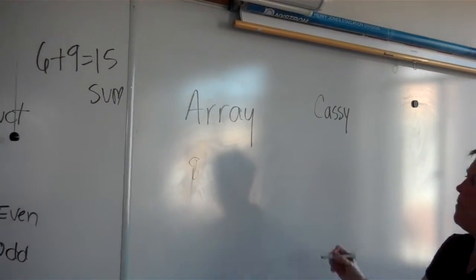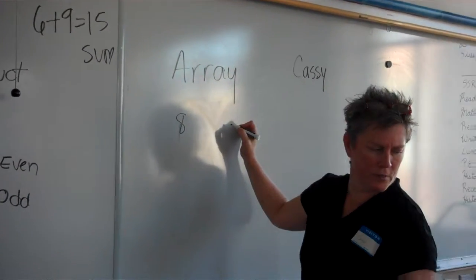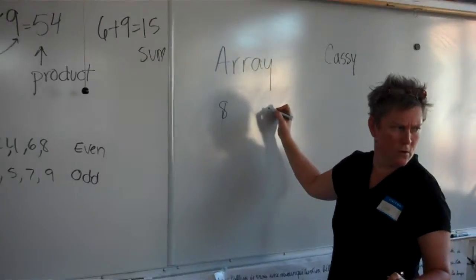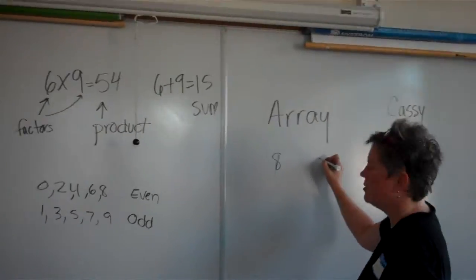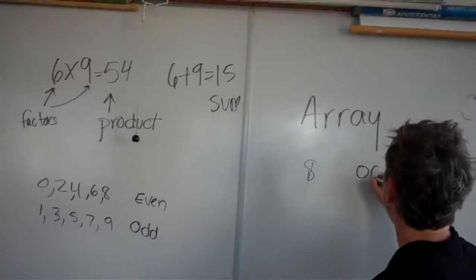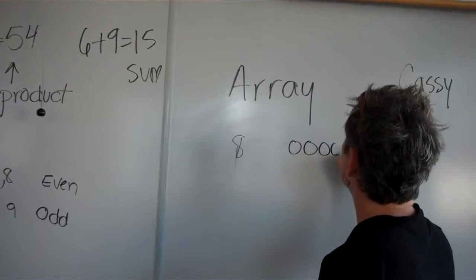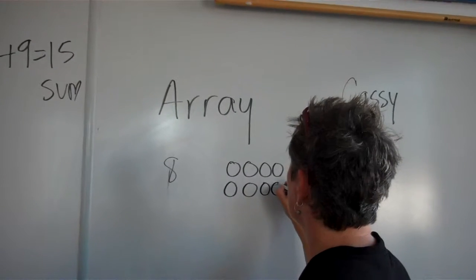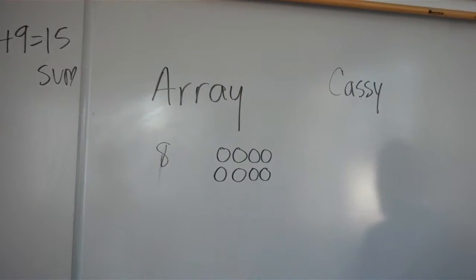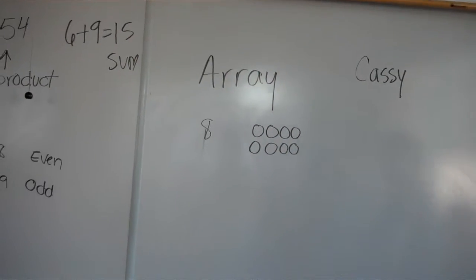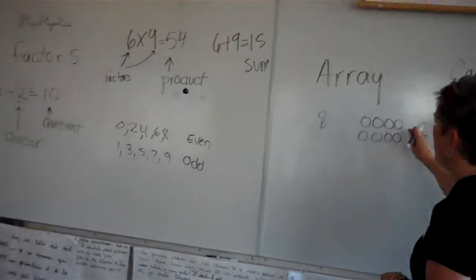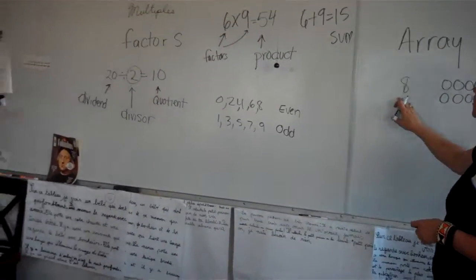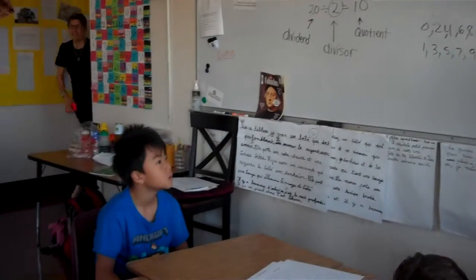Might make an array like this. I'm not going to draw squares, I'm going to draw circles, okay? You okay with that? Imagine these are squares. Is that an array? Yes. Does this give you a math fact? I used 8 cubes altogether, but how did I make them?